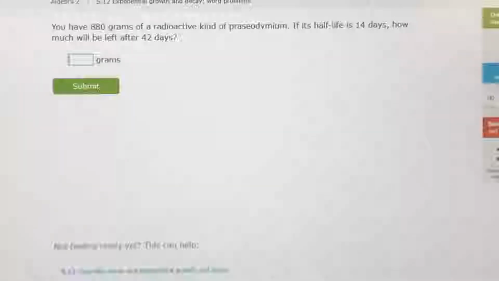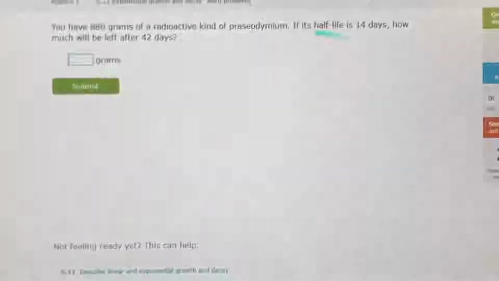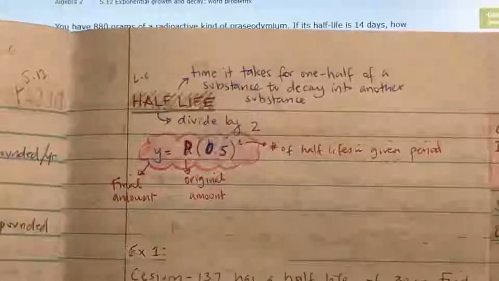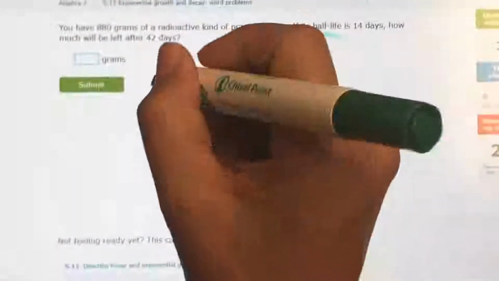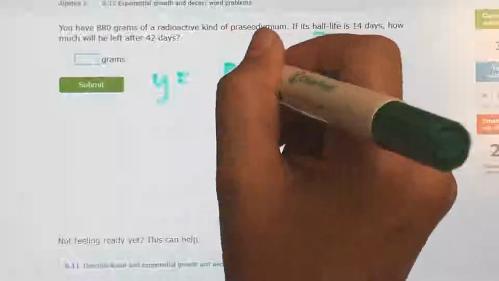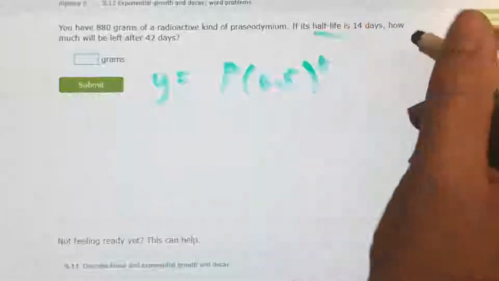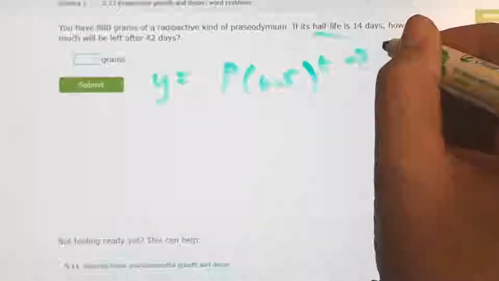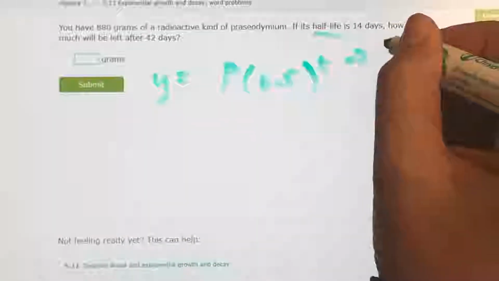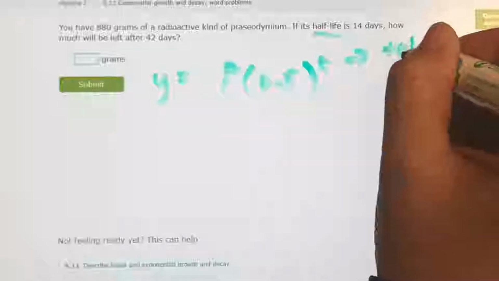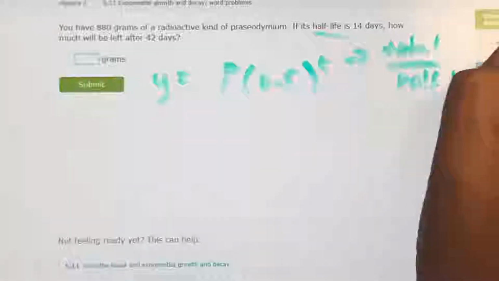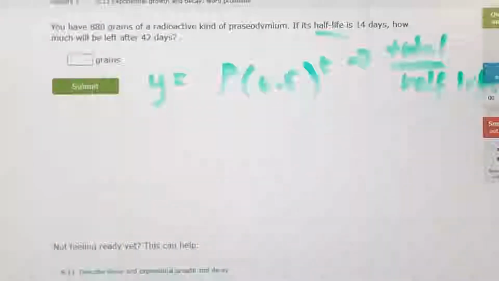All right, so again, this is a half-life. So immediately I write down the half-life equation. And again, if you forgot how to do this, you can just look at your notes. All right, so the equation is y equals P times 0.5 to the power of t, where t is the total time over your half-life. Okay, and then all you're going to do is fill in the numbers.